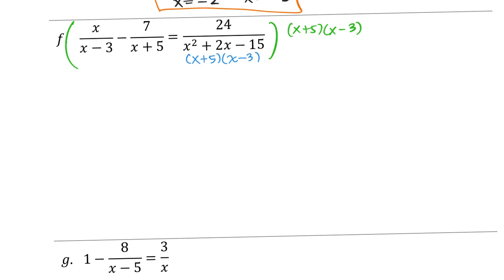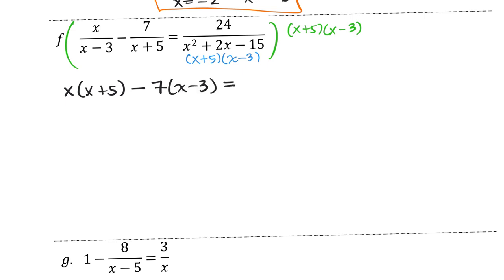Okay, so I want to multiply this fraction by the x plus 5 and the x minus 3. Since there's an x minus 3 at the bottom, the x minus 3s are going to cancel. So I'm going to be left with the x and the x plus 5. I'm going to bring over the minus and the 7. Okay, for this next fraction, I have minus 7. If I multiply by x plus 5, x minus 3, the x plus 5 is going to cancel. And then the x minus 3 is going to be left over.